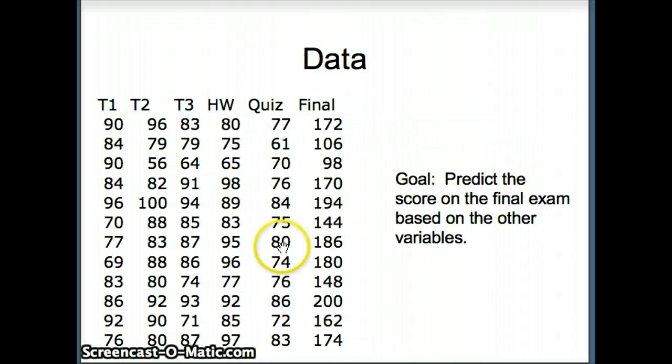We have some data. Test 1 data, test 2, test 3, homework, and quiz. You want to use those 5 bits of data to predict the score on the final exam. Now, some of these pieces of data will be more important than others. Some will be more highly correlated with the score on the final exam. We're going to want to determine which of these 5 variables are most important in terms of predicting the score on the final. To help us answer that, we're going to go to Minitab.